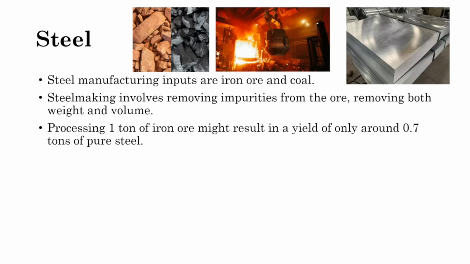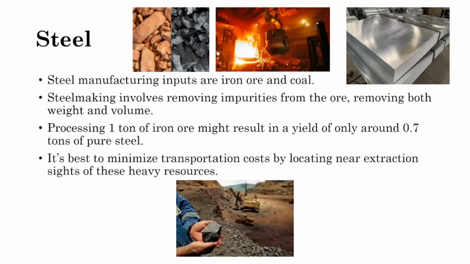You're actually not processing 1 ton of steel. You're processing 1 ton of iron ore. So you take a ton of iron ore and you have a little less steel. So it's obviously being reduced. It's best to minimize transportation costs by locating it near the extraction sites of these heavy resources because it's harder to move heavy things than lighter things. Try moving 100 bricks compared to 100 feathers.